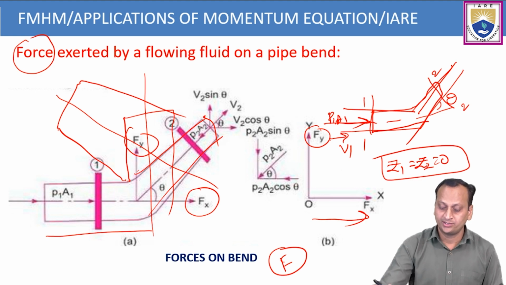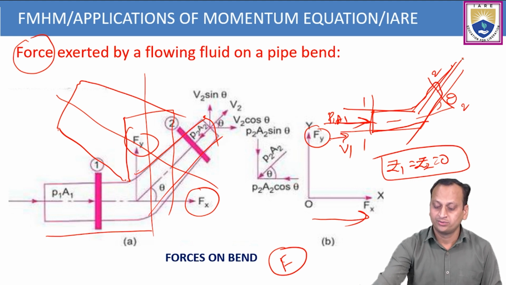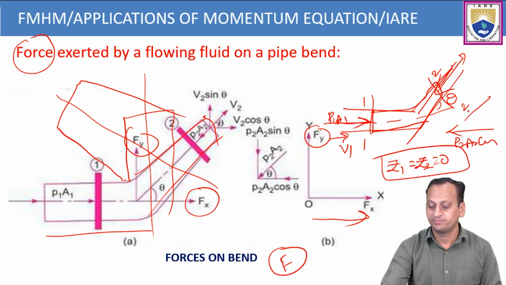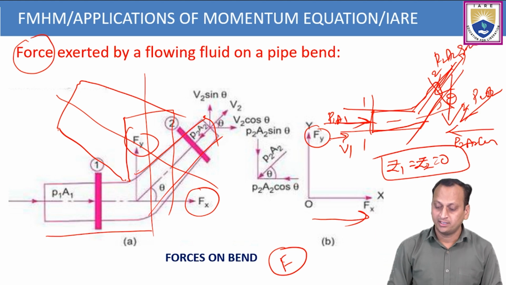At section 2, what happens? Pressure force will be acting at theta. As theta is 0 initially, that is P1A1, but at section 2, the pressure force will be acting in the reverse direction to the fluid flow. Therefore, the horizontal pressure force is P2A2 cos theta, and the vertical pressure force is P2A2 sin theta. So these are the pressure forces acting at section 2.